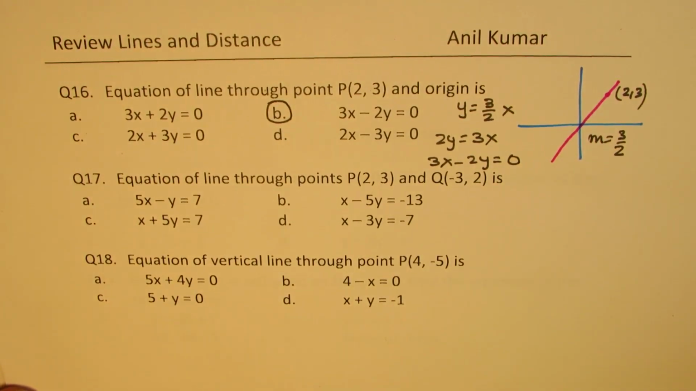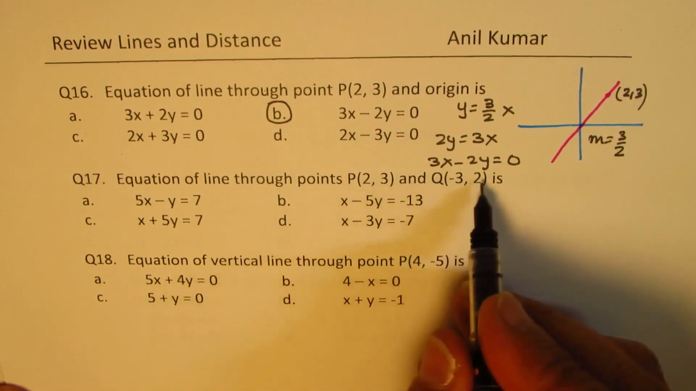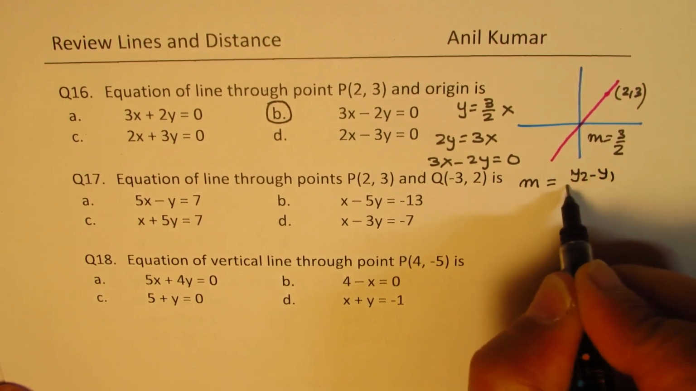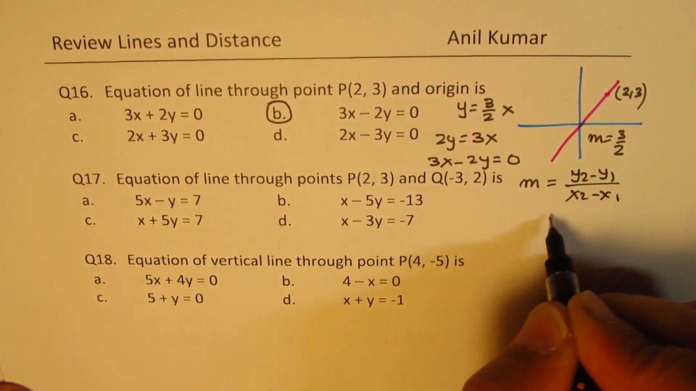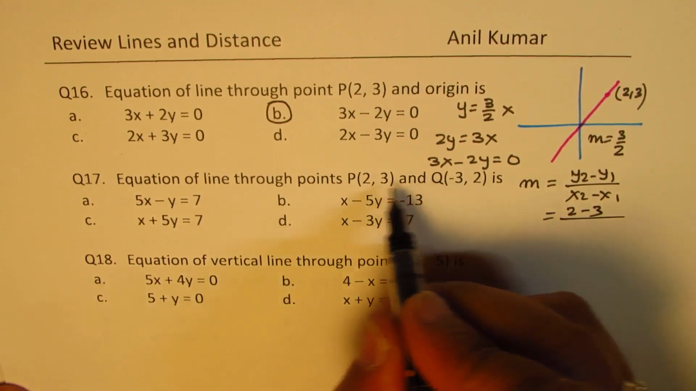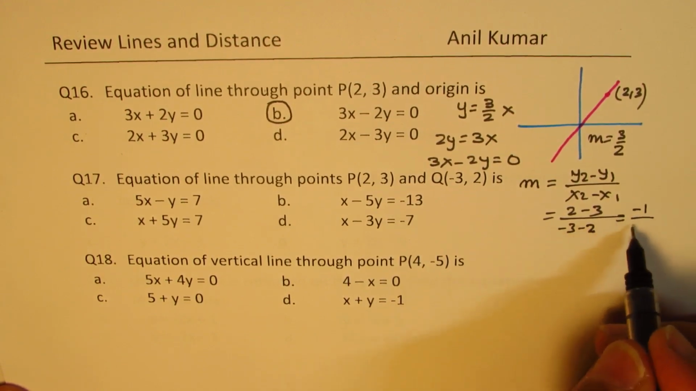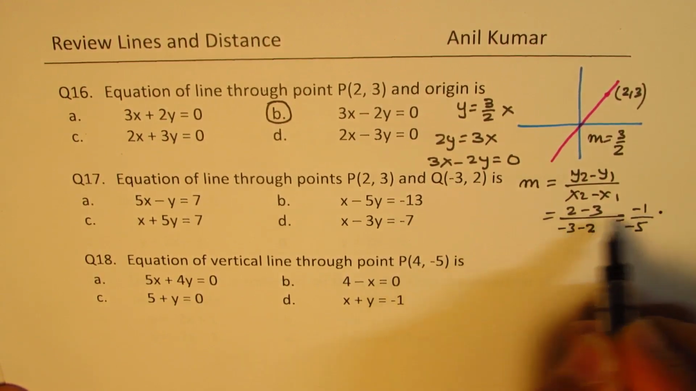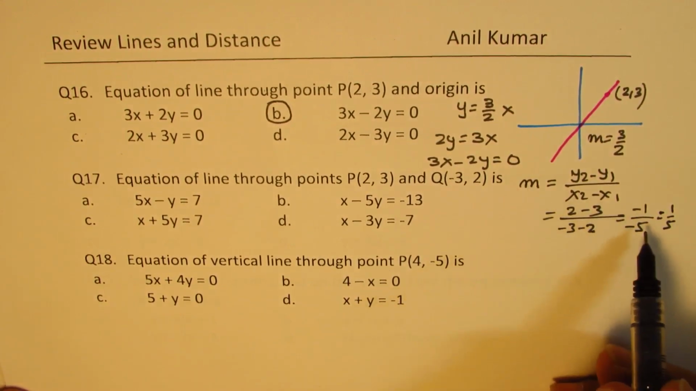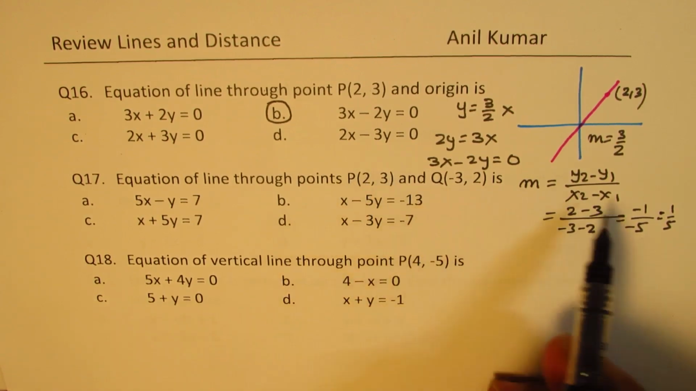Clear? Question 17. Equation of line through these 2 points. When 2 points are given, we have to first find the slope, which is y2 minus y1 over x2 minus x1. That gives us 2 minus 3 divided by minus 3 minus 2, which is minus 1 over minus 5, or we can write this as 1 over 5, correct? So the slope is 1 over 5, and we can use one of these points to find the equation.